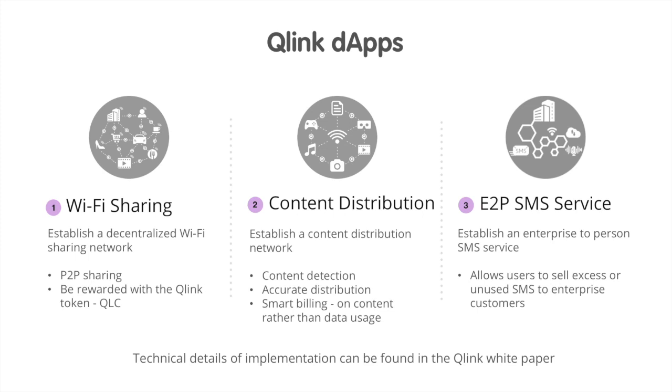So these are some of the applications that we're going to be building on the Qlink network. We have a Wi-Fi sharing platform that will allow users to register their Wi-Fi to the public chain and then share that with others. We have a content distribution platform that will allow content creators to register content to the network and then bundle it with data so that other users can access that content at no cost of data to themselves. And we also have an E2P SMS service that will allow users to register SMS to the network and then sell them to others who need to use them.